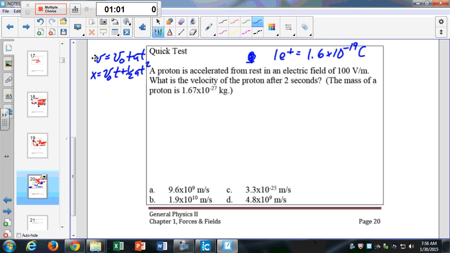Go ahead and try that on your own. A couple of steps you're going to do. First, you're going to find the force. Then you'll need to find the acceleration, and then you can find the velocity. So it's three separate steps. Find the force, the acceleration, and then the velocity.